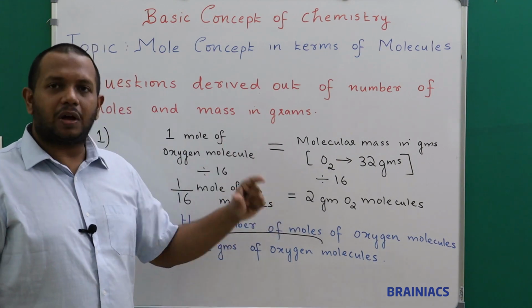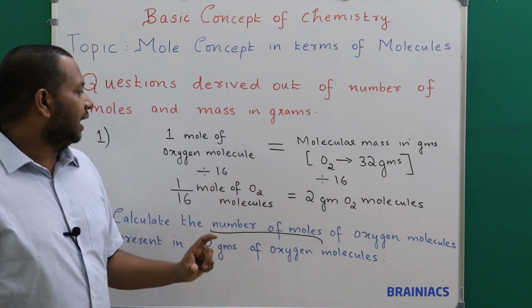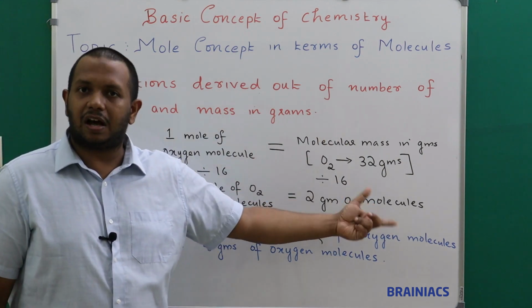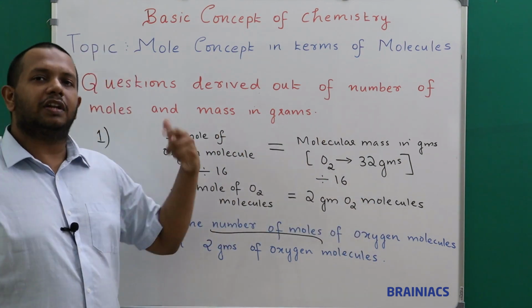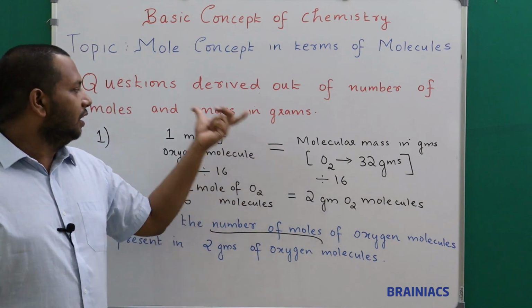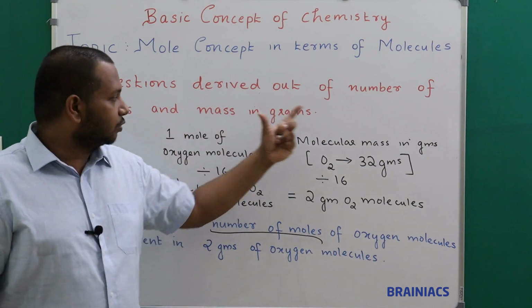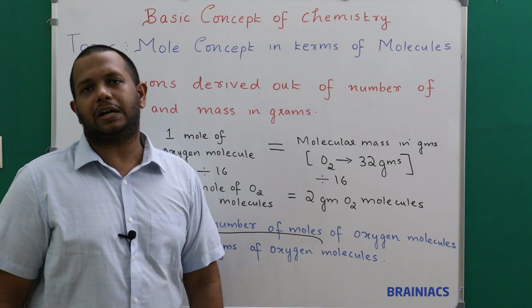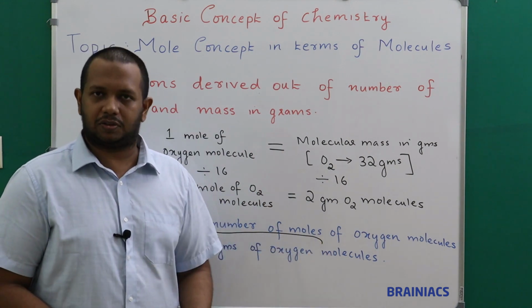Now also analyze what is given here. They have given you the mass in grams and asked you the number of moles. So in the next question what will happen? They will give you the number of moles and ask you to calculate the mass of that. Okay, that is what we are going to do next.